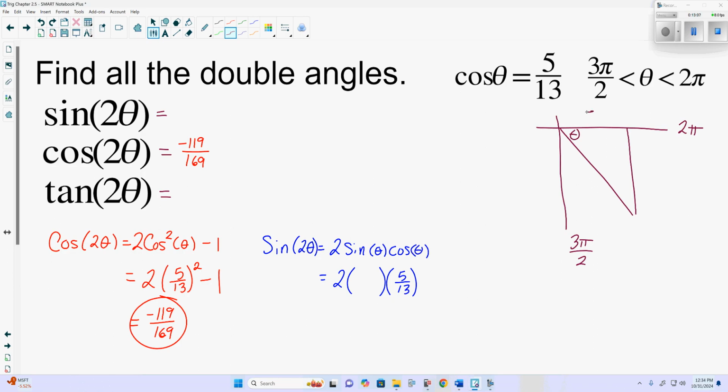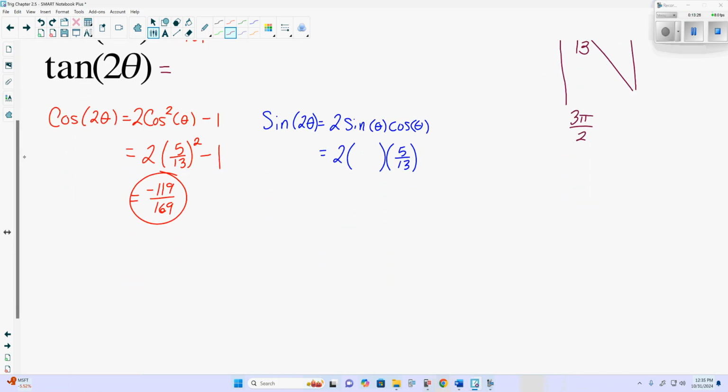Well, now we'll need to set this triangle up. Cosine is adjacent over the hypotenuse. So adjacent, our x is 5, hypotenuse is 13. We need to solve for the other side. And to do that, well, let's scroll down. We're going to have 5 squared plus b squared is equal to 13 squared. And we can solve for b.